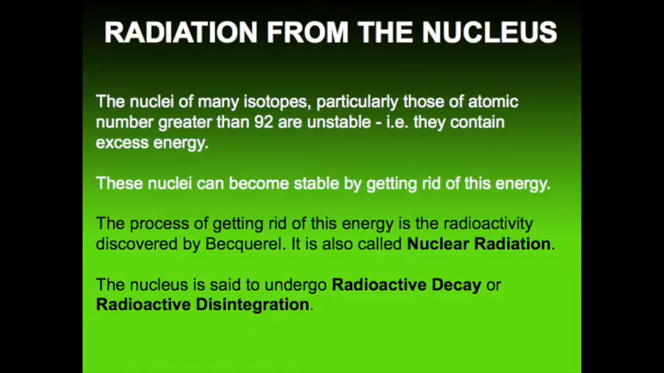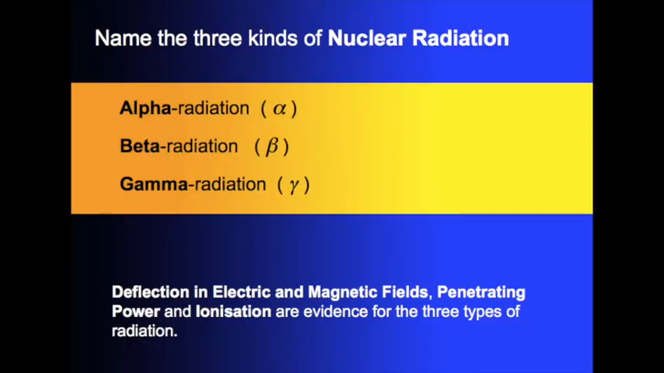How they lose this energy is by emitting nuclear radiation, which we're going to look at in a little more detail in a moment, but it comes in 3 flavors: alpha, beta, and gamma radiation. When an atom emits nuclear radiation, it's said to undergo radioactive decay. That's regardless of whether you're talking about alpha, beta, or gamma radiation. So let's look at alpha first.